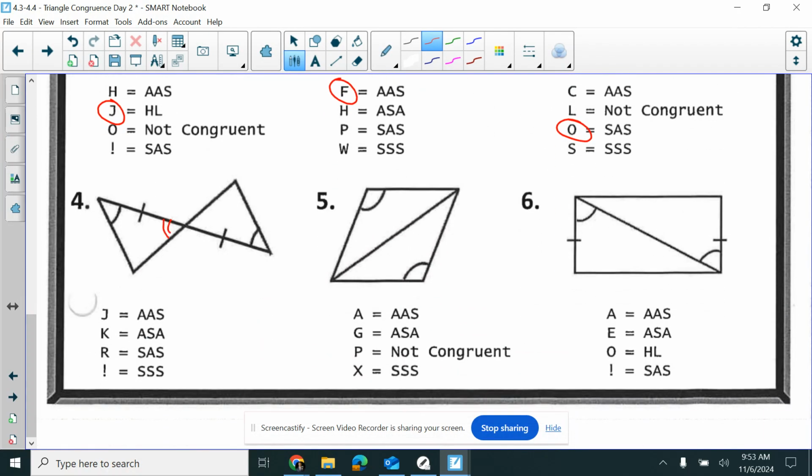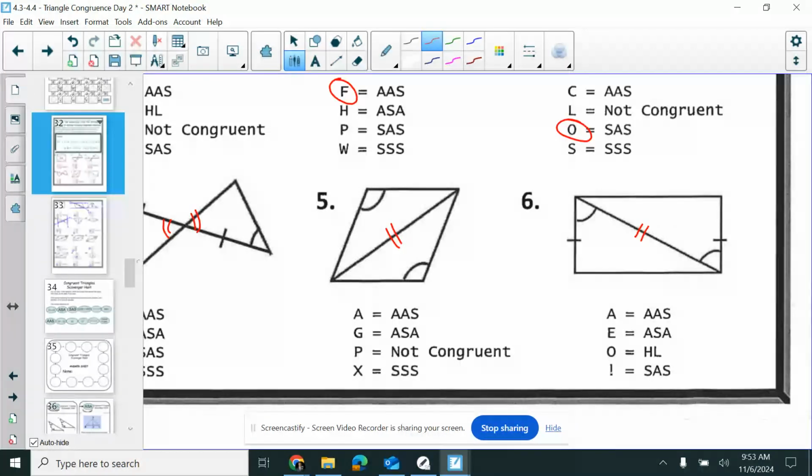If you have vertical angles, or if you have a shared side, you're going to add your own marks to make sure that you know that you're using those sides. All right, so that's how triangle congruency methods work.